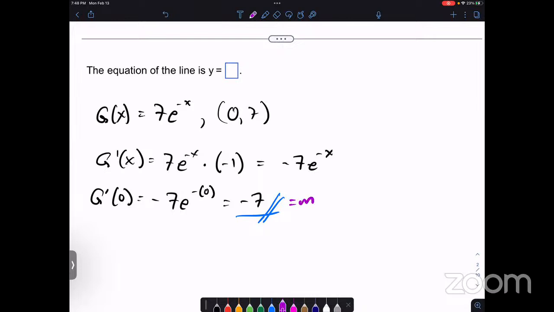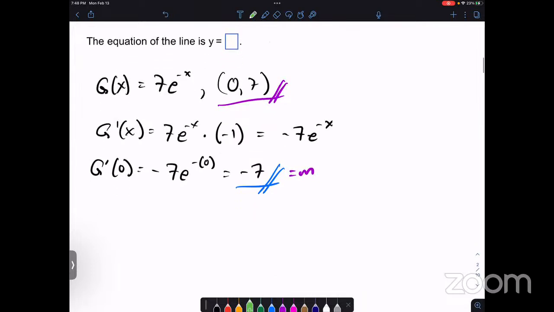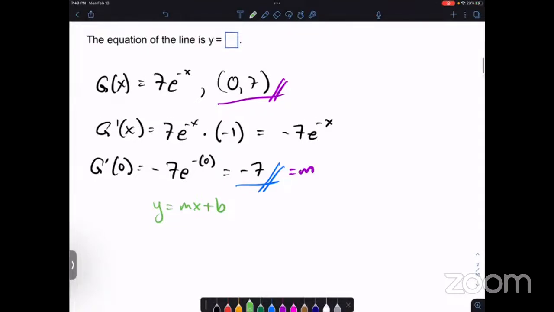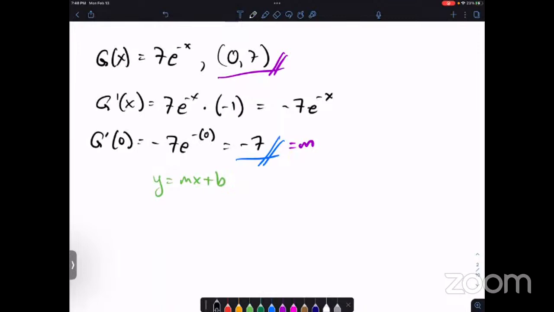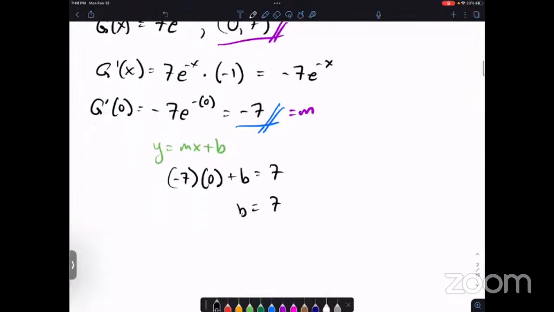So then we can use y equals mx plus b. Okay. So let's plug in the components. I'm going to plug in my -7. x is 0. We don't know b. y is 7. We have everything except b. We have one equation, one unknown, we can solve. Ultimately, it looks like b equals 7. Right? So then if we put it all together, the equation of our tangent line is going to be y equals -7x plus 7.